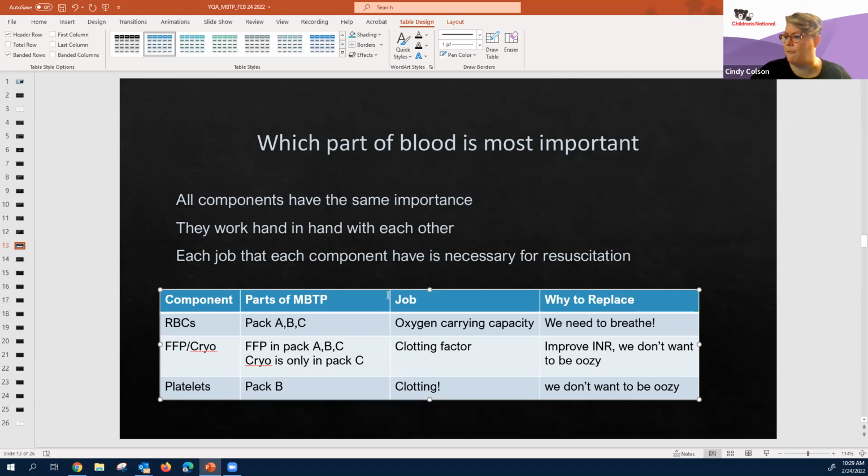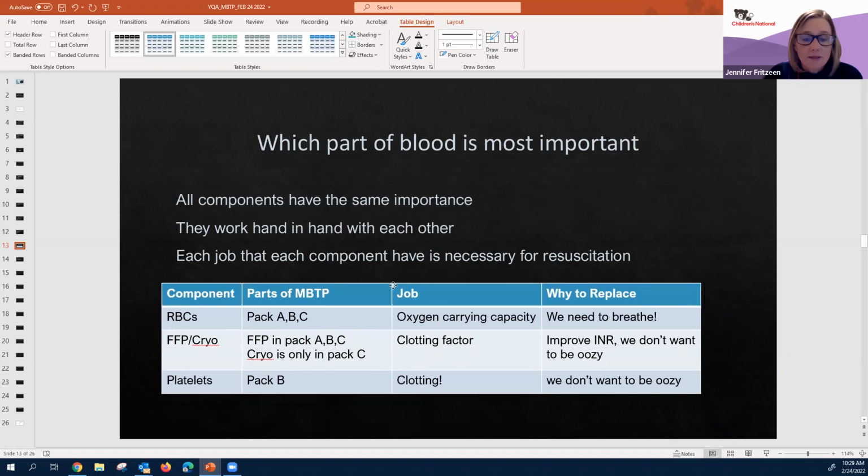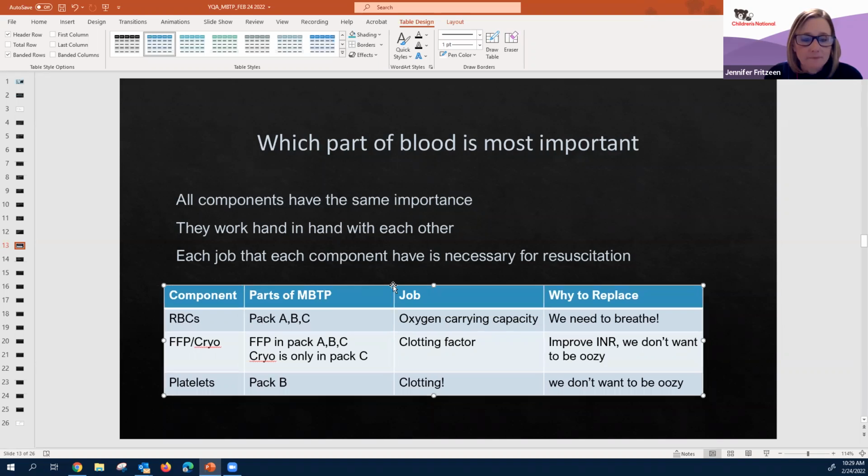Yeah, I think that's really helpful. Yeah, I think so. Especially even if you are a nurse on a unit that has never given the massive blood transfusion protocol, if a child ends up going through their whole hospital stay and then comes to the floor where it's just not used very often, if you hear MBTP, we did pack A, B, and C, what that patient got.